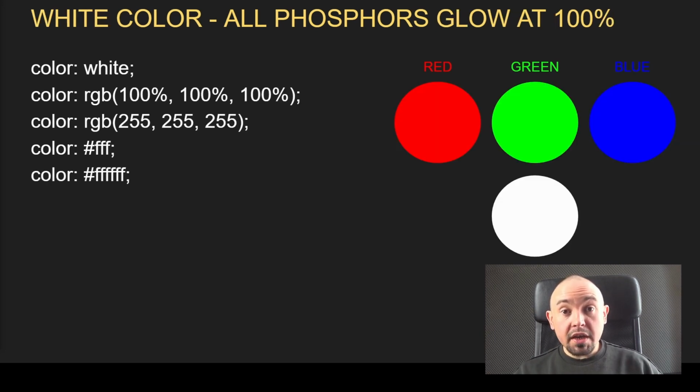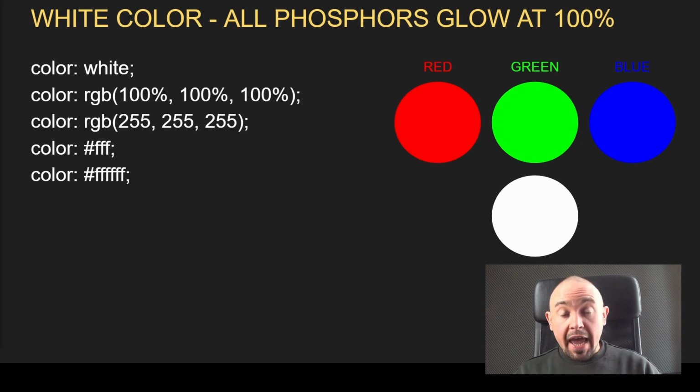We will get the white color when all the phosphors shine at their full power. We get this color when we enter the name white as the value in CSS. We can also use the RGB function giving the maximum value for each base color, which is 255, or using percentages. Then each color must show 100%. In the hexadecimal system, white color will be written as 6 F letters, or in its short form, 3 F letters.